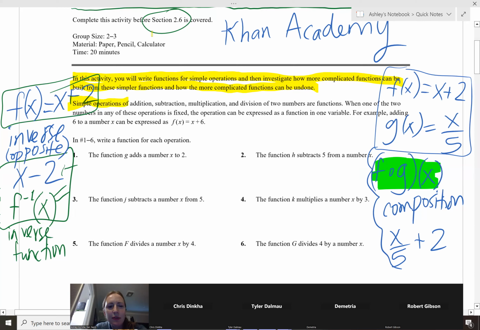I think if you know what an inverse function is and why we might want it, then it'll help you find it. So anyway, that's a lot of talk. Let's just keep going, huh?